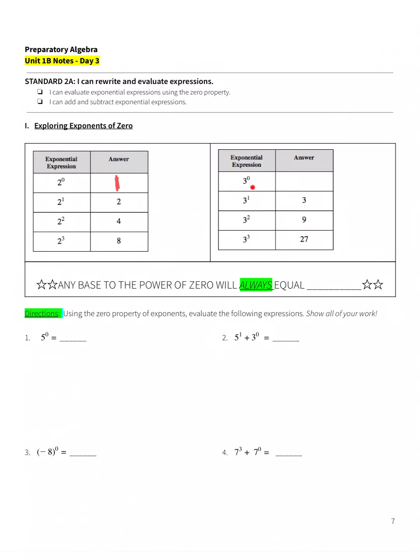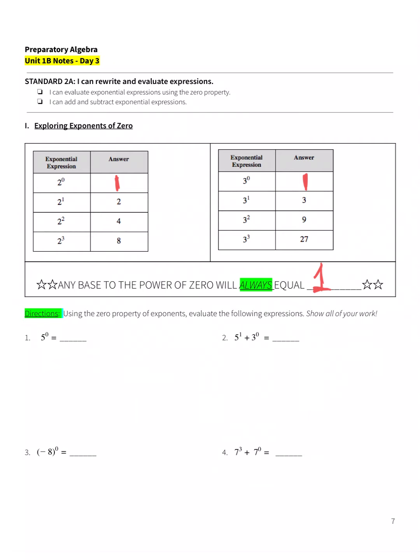So let's look over here. We have this blank, and we have 3 to the 0 power. Any number to the 0 power is always, always 1. So if you look right here, I have it right here, loud and clear. Any base to the power of 0 will always be what? I hope you thought about this and thought 1. Okay.